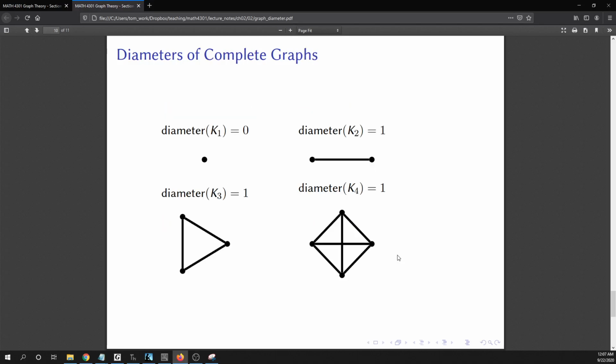All right, and then finally are the complete graphs. The complete graphs have diameter 1 for every one other than K sub 1 here. And that's because every vertex is connected to every other vertex.